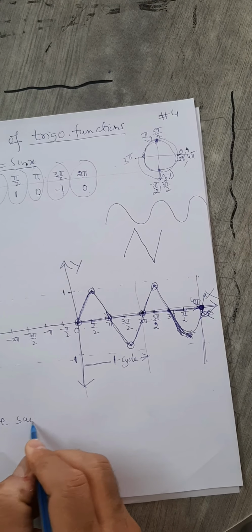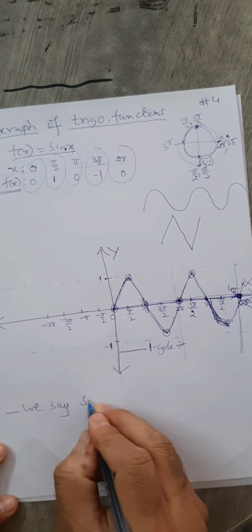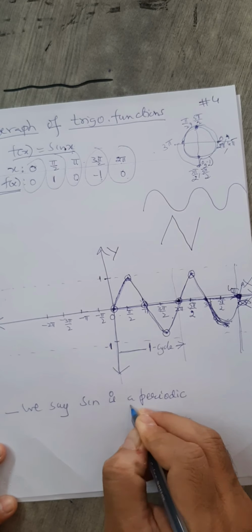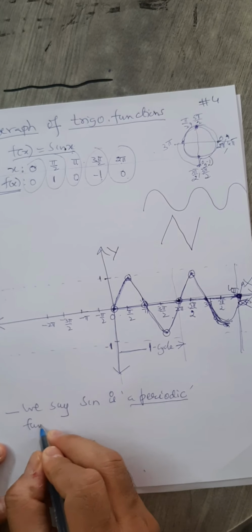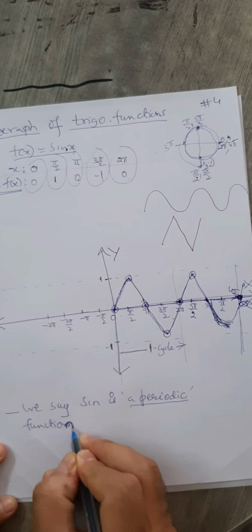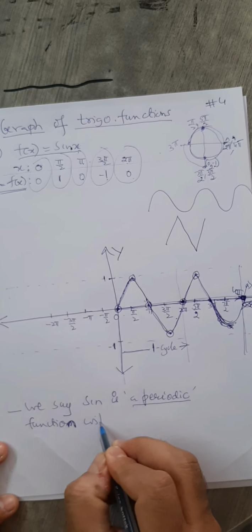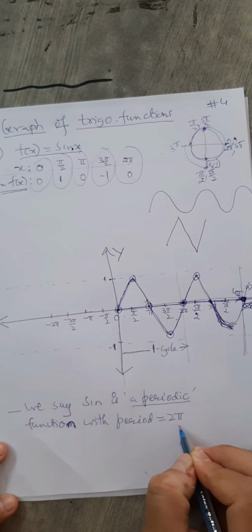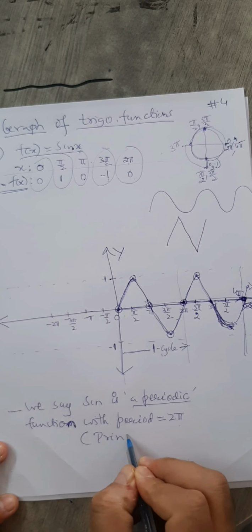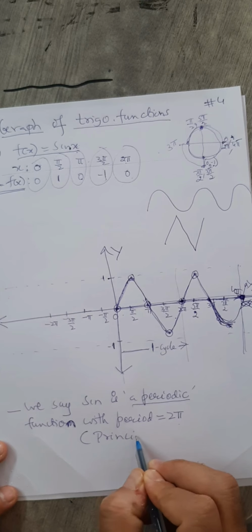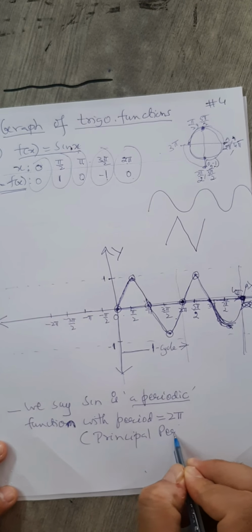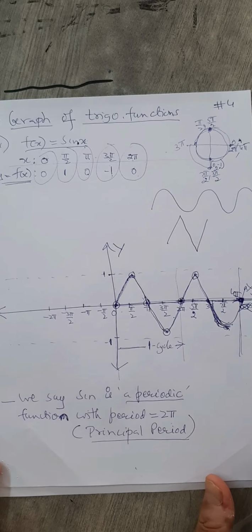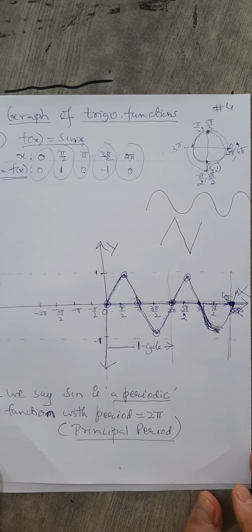We say that sine is a periodic function. Periodic function means what? Values being repeated after a certain point. Periodic function with period equal to 2 pi. This is sometimes called the principal period also, remember. Some authors use this word also, principal period, main period. What's the principal period of the sine function? Principal means main, which is 2 pi.